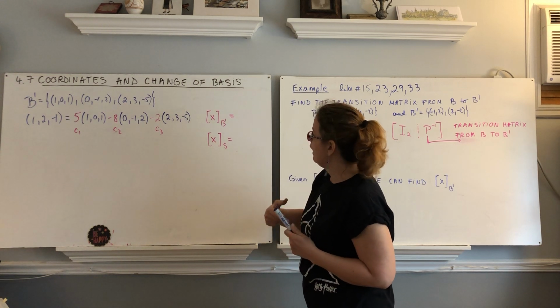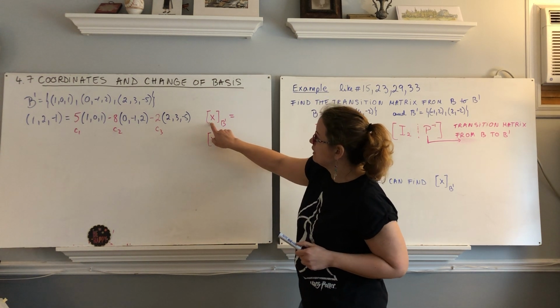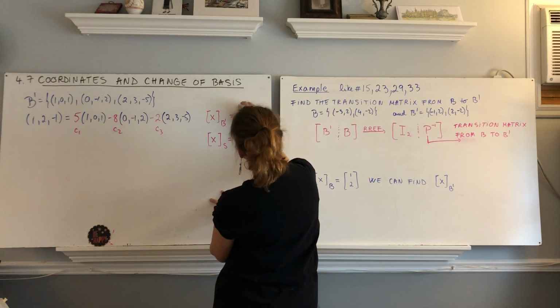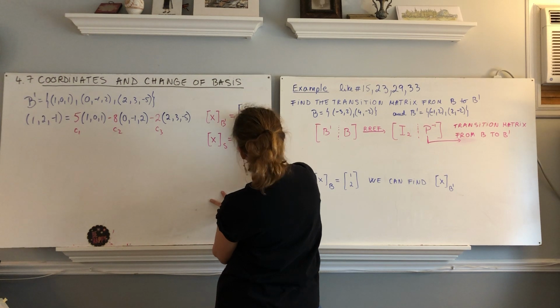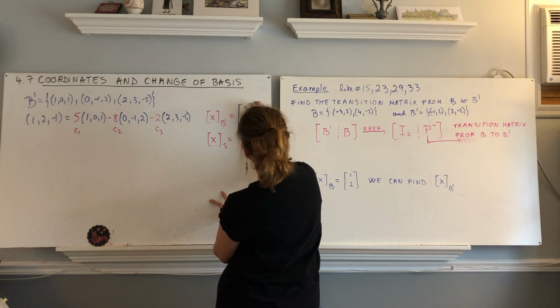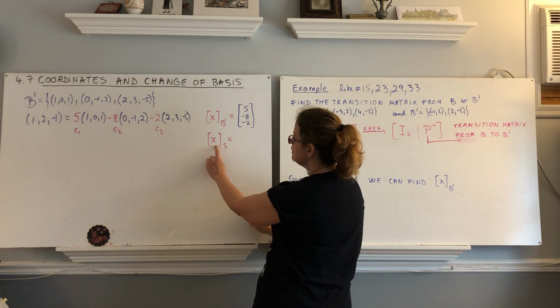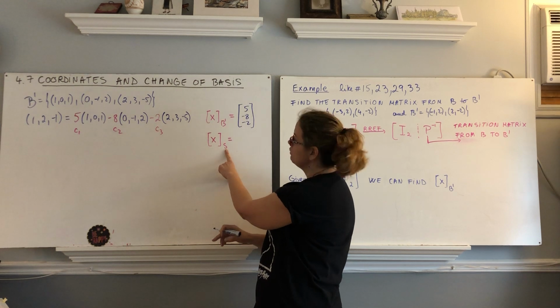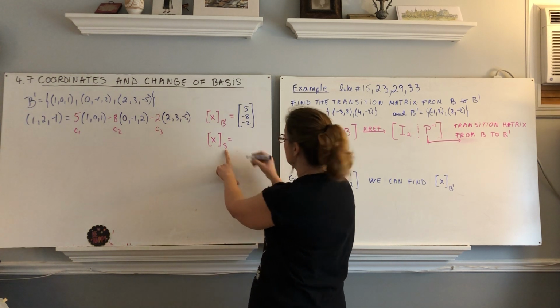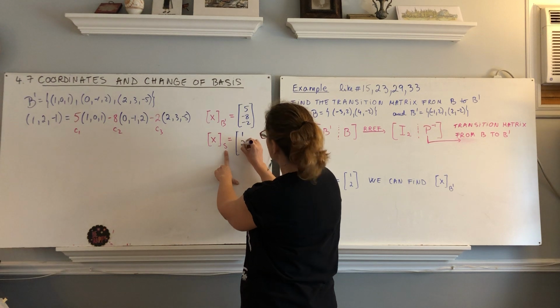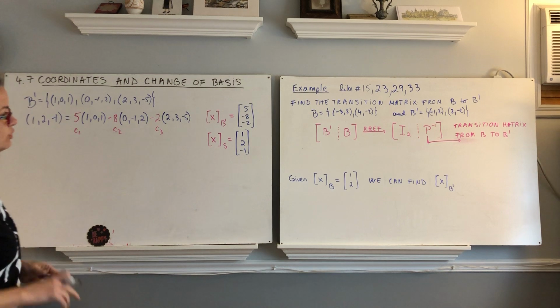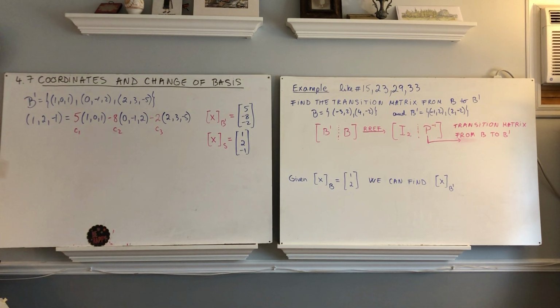So to use the new language, the coordinates of x relative to this new basis B prime are going to be 5, -8, -2, and the coordinates of the vector x relative to the standard basis i, j, k, 1, 0, 0, 0, 1, 0, 0, 0, 1, are just the numbers 1, 2, -1, right? So we usually write vectors in terms of the standard basis.